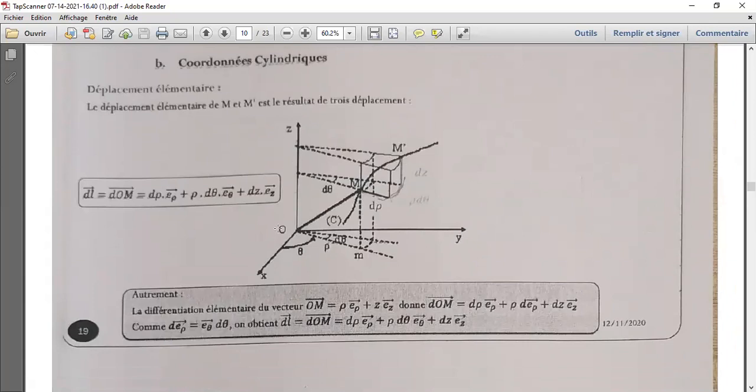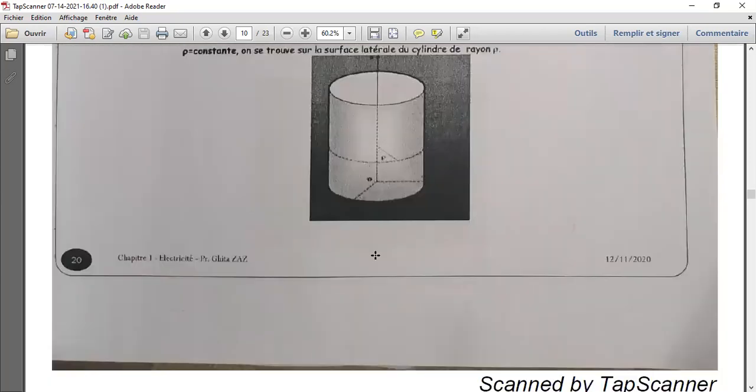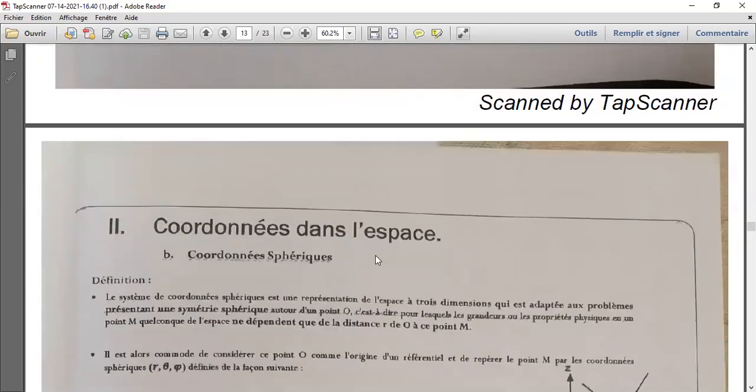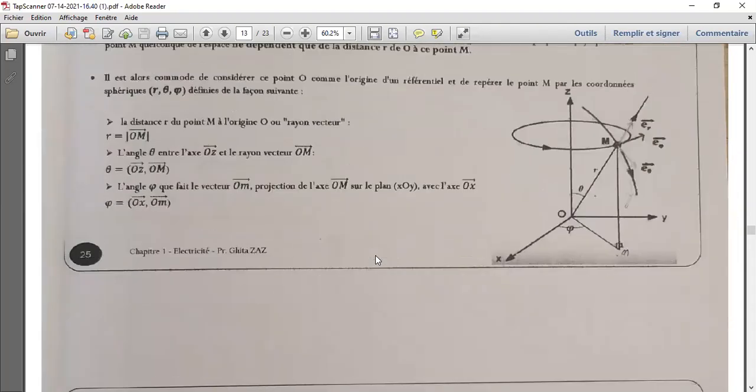You have seen in the diagram of cylindrical that there's a theta here, which is made between OX and OM. Then if you go to spherical, you will see that there's a phi here. The phi here is made between OX and also OM. So you see that the angle is just the same. They have just changed the variable, but it has the same meaning.